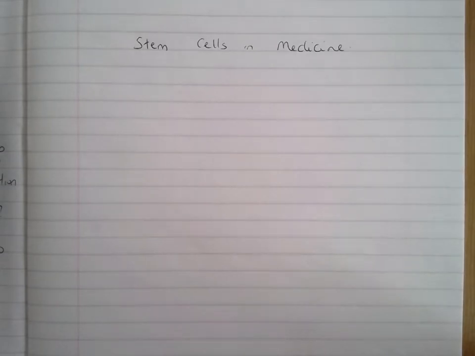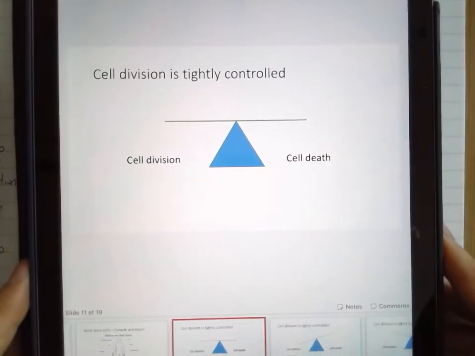So in the last lesson, we talked about embryonic stem cells, and we saw that they had the ability to become every single cell type in our body. Now we're going to look at how stem cells can be used in medicine. Okay, I'm going to start a little schematic that I have here on PowerPoint.